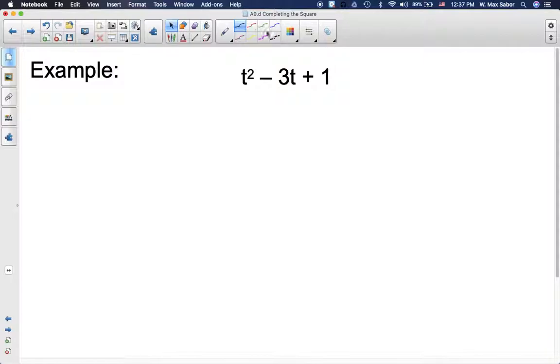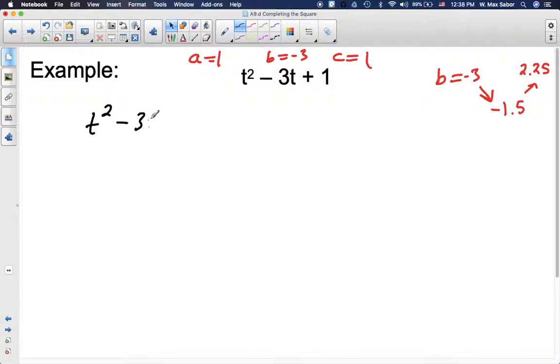Let's do some more. We're going to take a is 1, b is negative 3, c is 1. We'll take b, being negative 3, cut it in half, getting negative 1.5, and square it, getting 2.25. So we'll add and subtract that number. We have to add it so that it will become a perfect square. We have to subtract it so that we don't actually change the value of the expression.